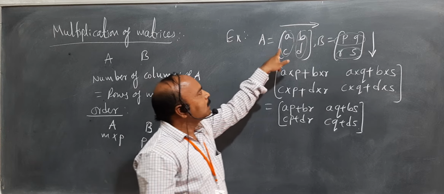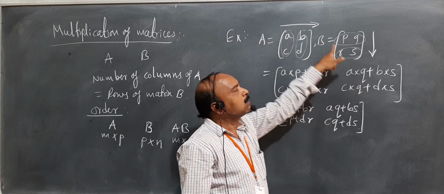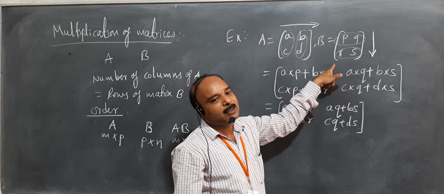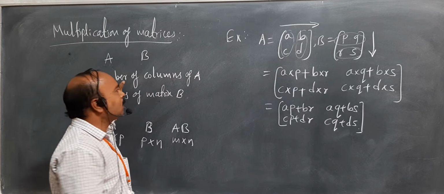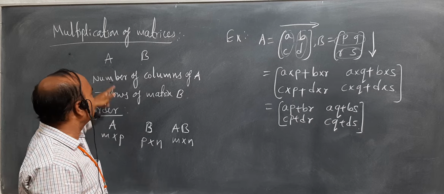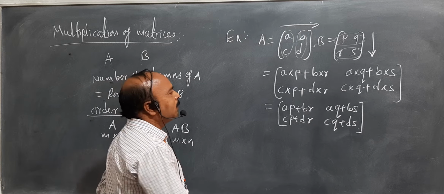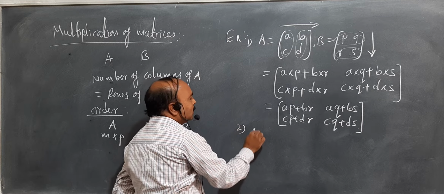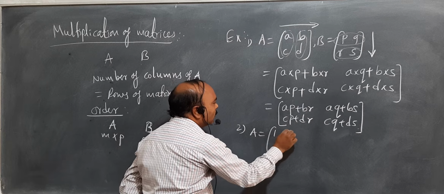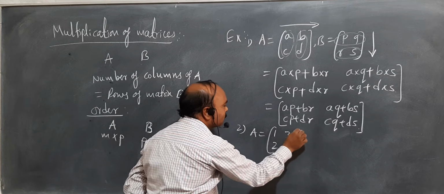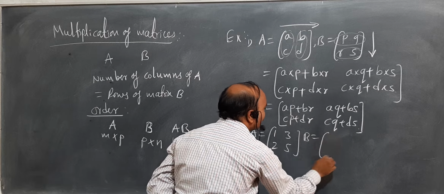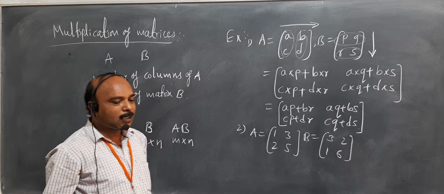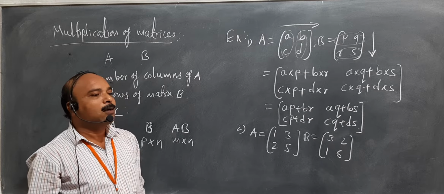Every time this row mark is remembered, so that every row is multiplied with the column if it satisfies the condition of multiplication of the matrices. Now we go for another example. Second one: if A equals 1, 3, 2, 5 and B equals 3, 2, 1, 6. These are two matrices. First we check the order.